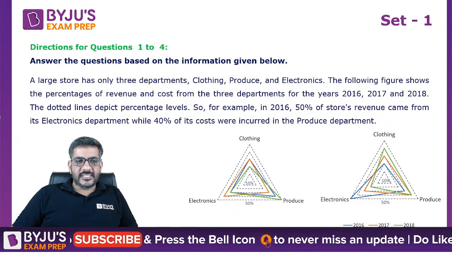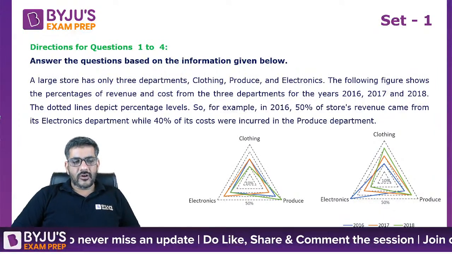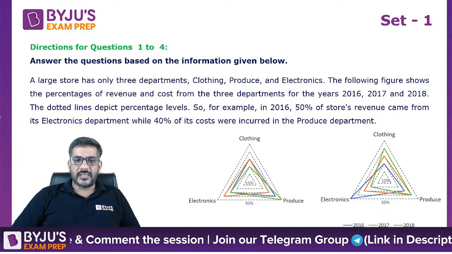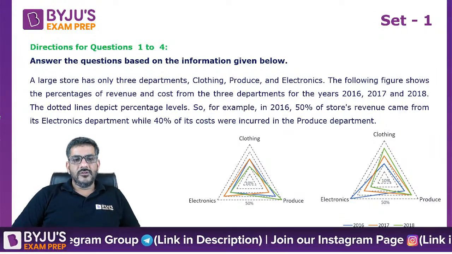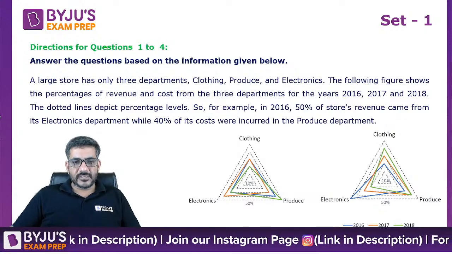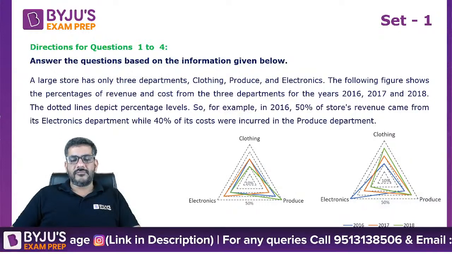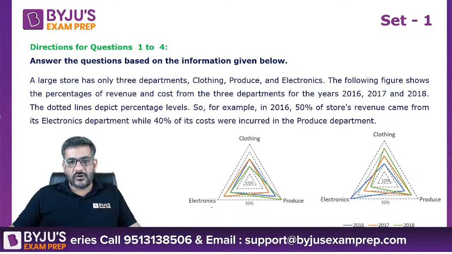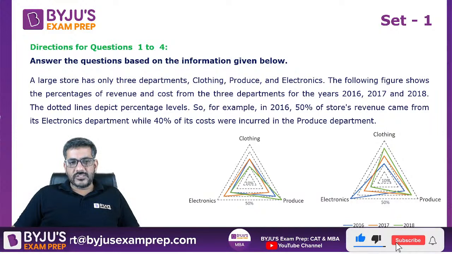Okay, I hope all of you have seen the data. A large store has only 3 departments: clothing, produce, and electronics. The following figure shows the percentages of revenue and cost from these departments for the years 2016, 17, and 18. The dotted line depicts the percentage levels. So, for example, in 2016, 50% of the store's revenue came from the electronics department and 40% of its costs were incurred in the produce department. As you can see on the screen, there are 3 colors. Blue color is for 2016, orange color is for 2017, green color is for 2018.